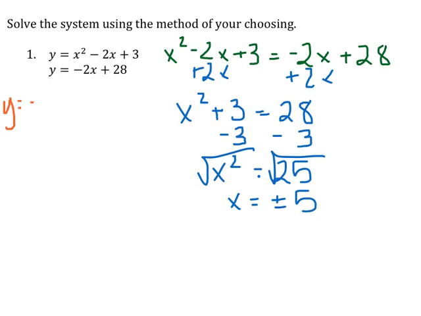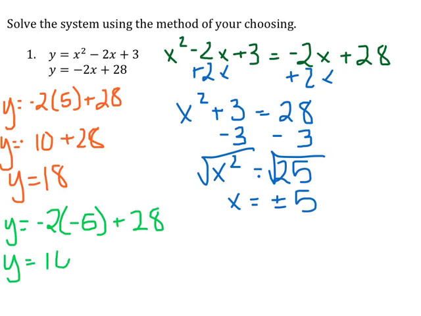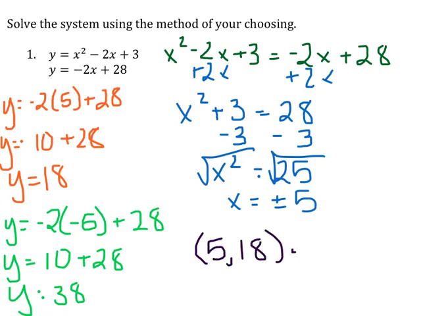So y equals negative 2 times 5 plus 28. So that's y equals negative 10 plus 28, which means y equals 18. And then our second equation is for if it was negative 5. So y equals negative 2 times negative 5 plus 28. So y equals positive 10 plus 28. So y equals 38. Remember to write your answers as a coordinate pair. So we have positive 5, 18, or we have negative 5 and 38.